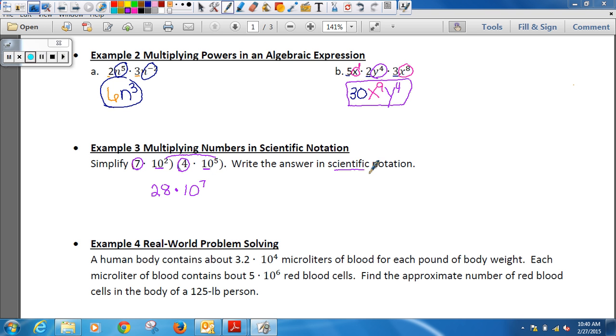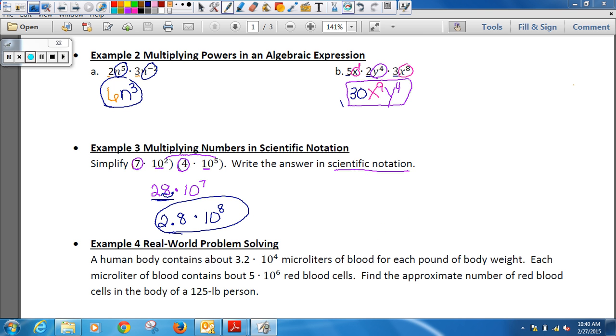It says to write our answers in scientific notation. Well, in order to be in scientific notation, this has to be less than 10. So I need to move my decimal. So it would be 2.8 times 10 to the 8th, because I moved it to the left, so I need to add 1 to the exponent. So 2.8 times 10 to the 8th.